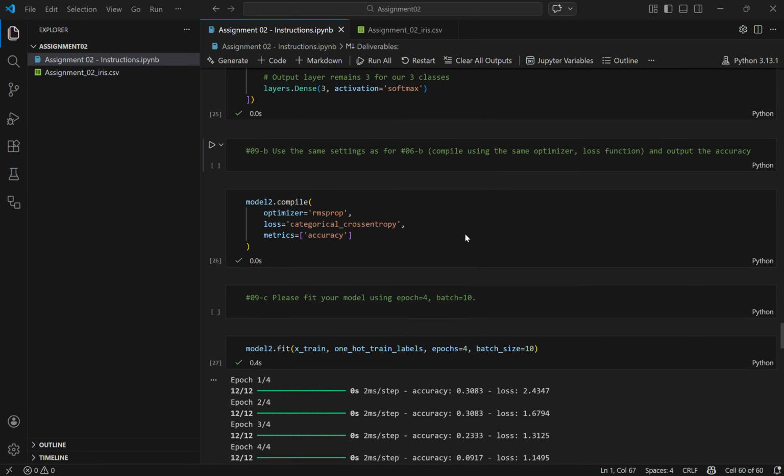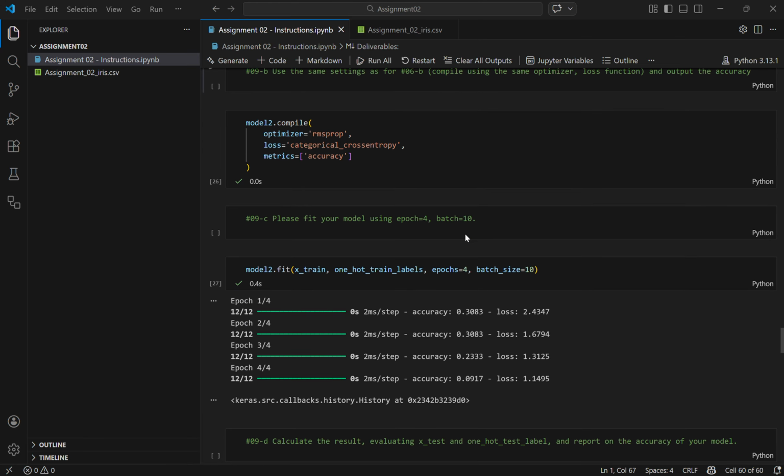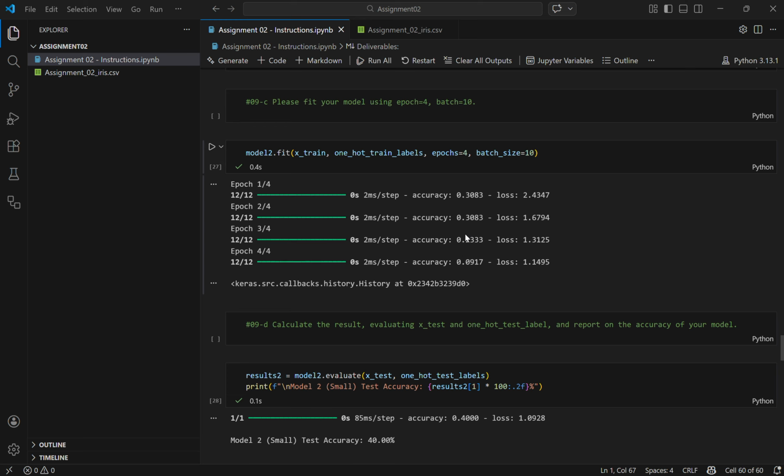For question 9c and d, I fit this model for only 4 epochs. Comparing the two, the higher capacity model usually achieves better accuracy, while this smaller version might show signs of underfitting because of the limited neurons and training time.